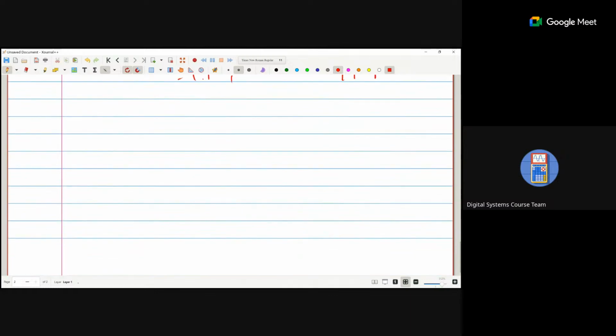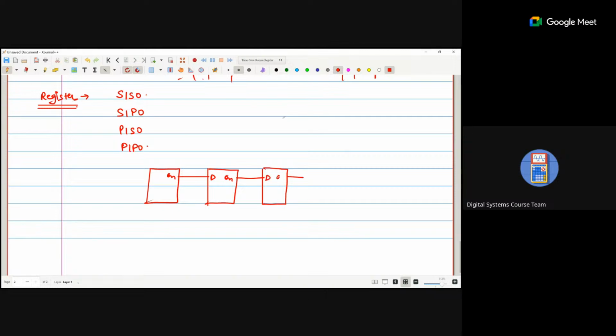Okay, now the register part. There are four types of register available. One is SISO, SIPO, PISO, and PIPO. If we have three registers, the output Qn is connected to the next input D. And here we are getting the output.